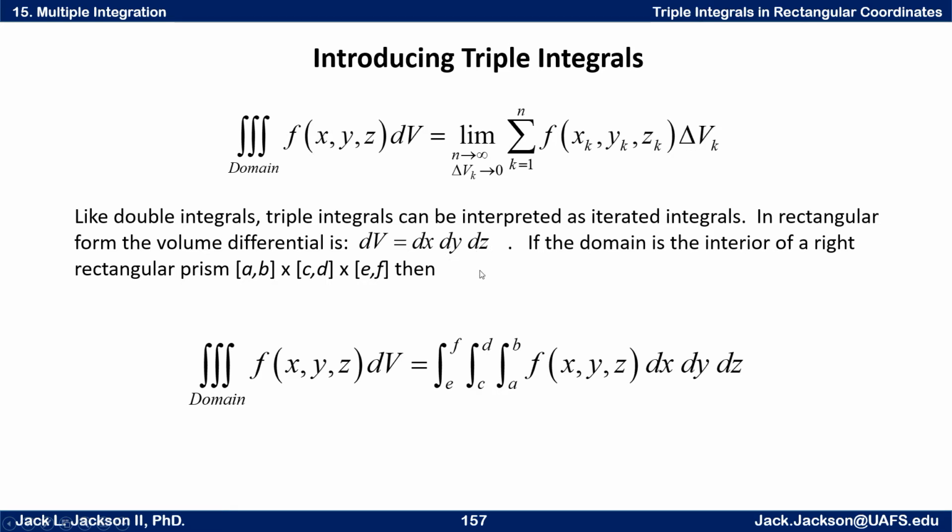In 2 dimensions, when you have just dx and dy, there's just 2 orders. In these, there are going to be 6 orders. Okay: dx dy dz, dx dz dy, dy dx dz, dy dz dx, dz dx dy, dz dy dx. I think I said all 6 of those.